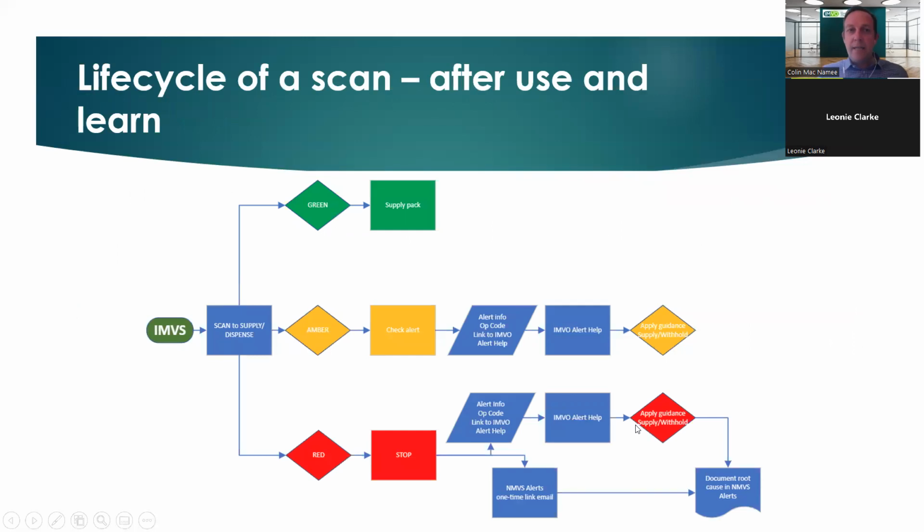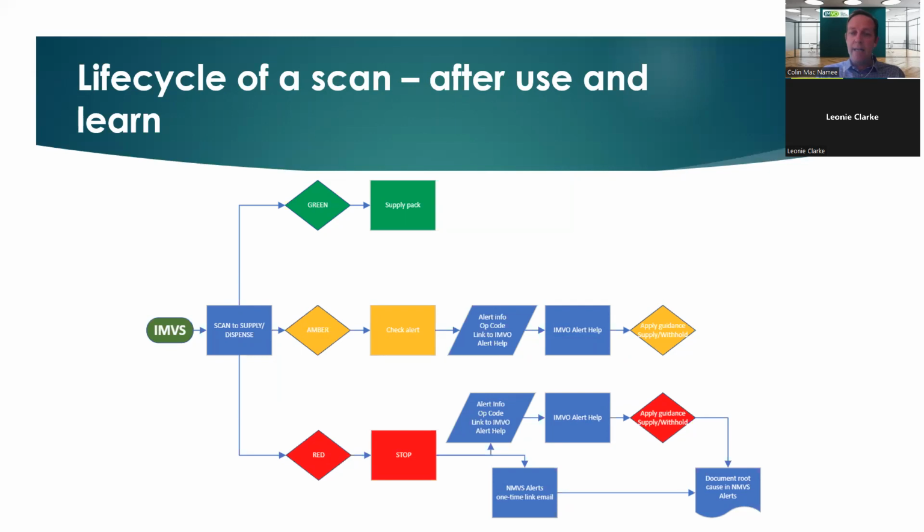So to discuss then the life cycle of a scan now that we're out of use and learn. So you're in your dispensary, you're scanning a pack to supply it or dispense. And when you click on the scan, if your FMD software gives back a green message, good to go, and the pack can be supplied. If it offers back an amber message, what that means is there's just something not quite right associated with the pack. And you need to just pause and check the alert.